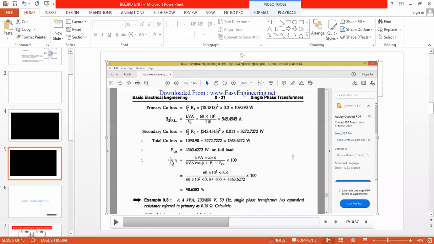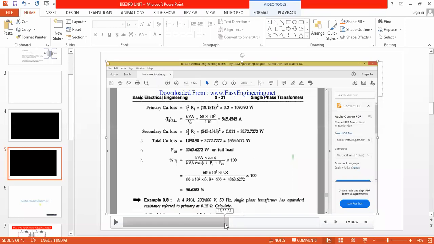Now all of you, first step in the notes, please write: efficiency is equal to VA rating into cos theta by VA rating into cos theta plus iron loss plus copper loss, and percentage efficiency is equal to that into 100. Okay. Now you see the problem.